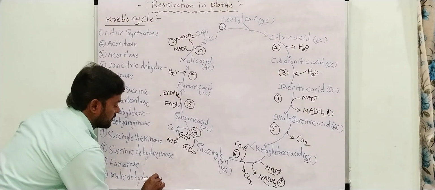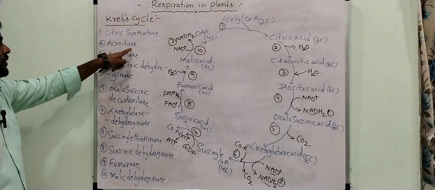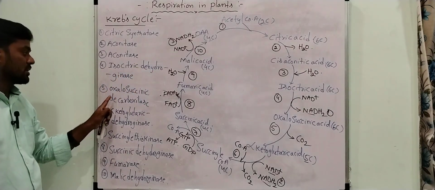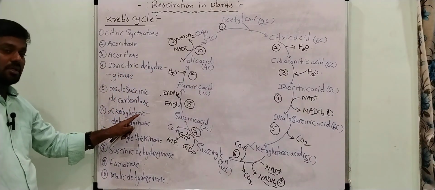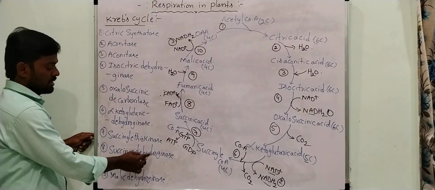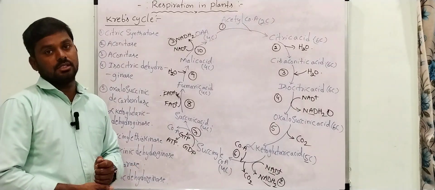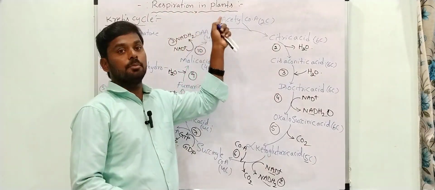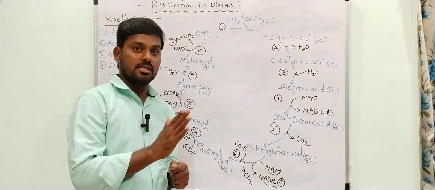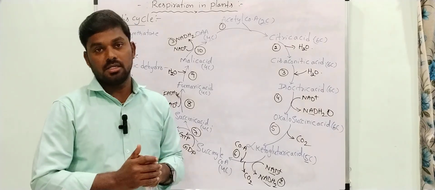Okay. First enzyme citrate synthetase, aconitase, isocitric dehydrogenase, oxalosuccinic decarboxylase, alpha ketoglutarate dehydrogenase, succinyl thiokinase, succinic dehydrogenase, fumarase, malic dehydrogenase. So in this chapter, respiration in plants, the 8 marks question is most important, that is glycolysis and the Krebs cycle. These two questions are most important from the IPA examination point of view.